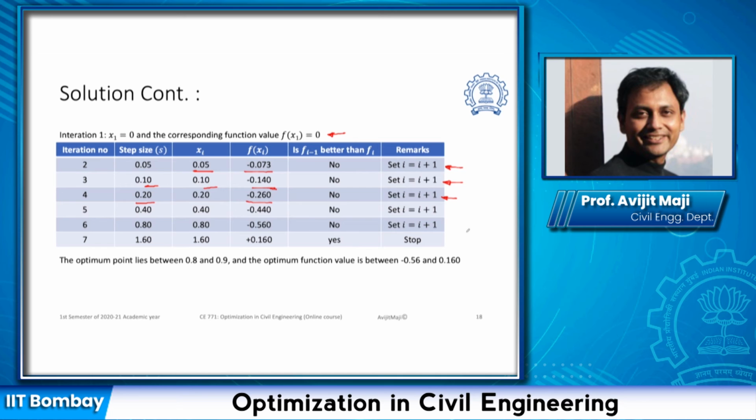As we move, we reach a point where we find that our objective function value improved up to this point, and at the next point, it is not improving. So we stop at this point and then we report our optimum point. My optimum point is going to lie between 0.8 and 1.6, and my optimum function value is going to be between negative 0.56 and positive 0.16.